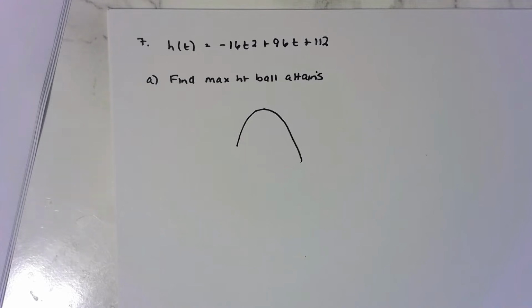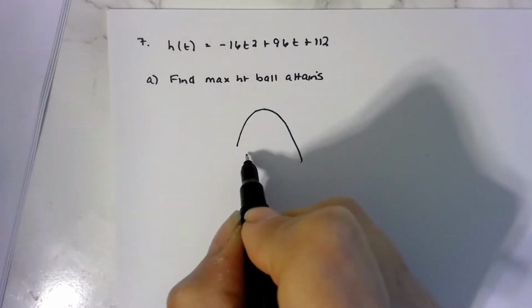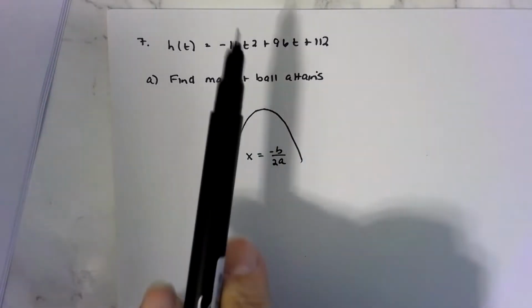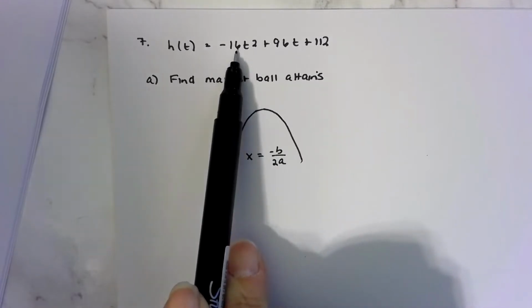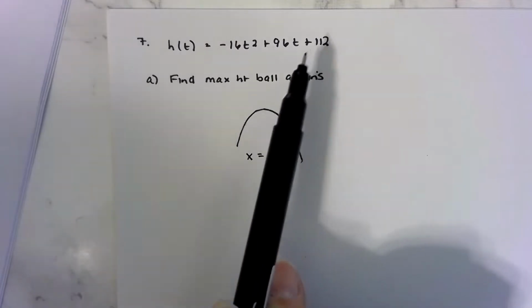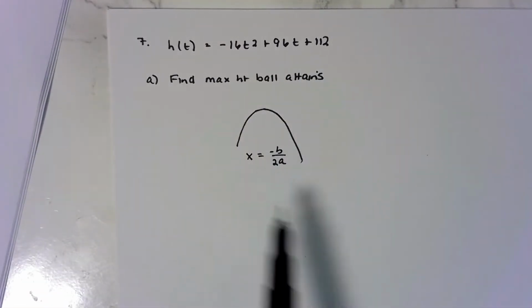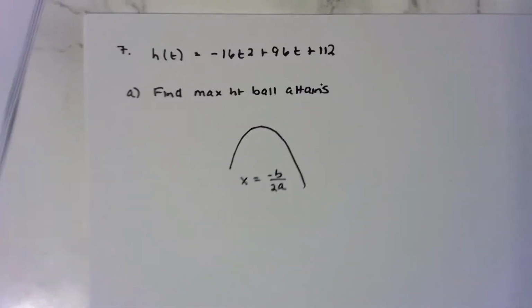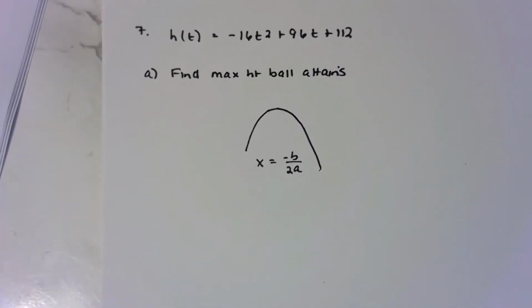Now, if I remember from algebra, we had this simple little formula that we could use for quadratics to find the x-coordinate of the vertex of a parabola. That formula was x is equal to negative b over 2a, where a is the leading coefficient, b is the coefficient of the linear term, and c is a constant, right? And in this formula we don't need the c, but if you remember that from algebra, your ABCs, you could plug things into formulas pretty easily with quadratics.